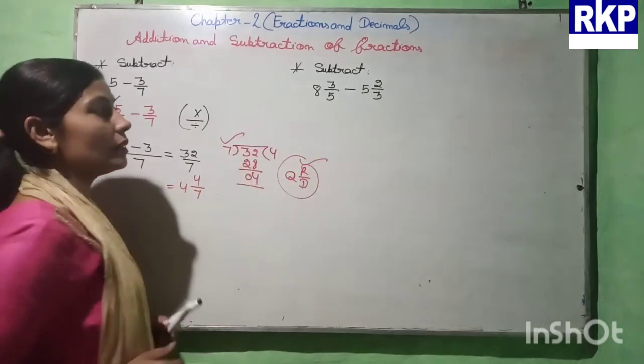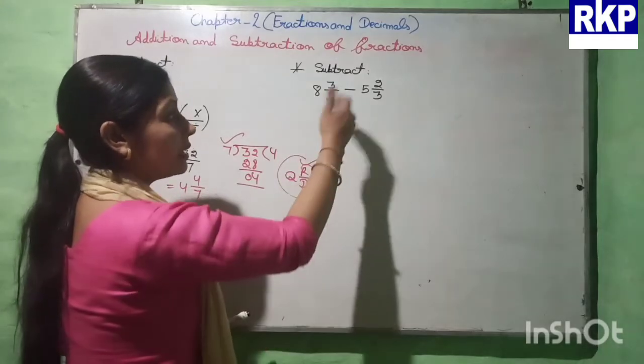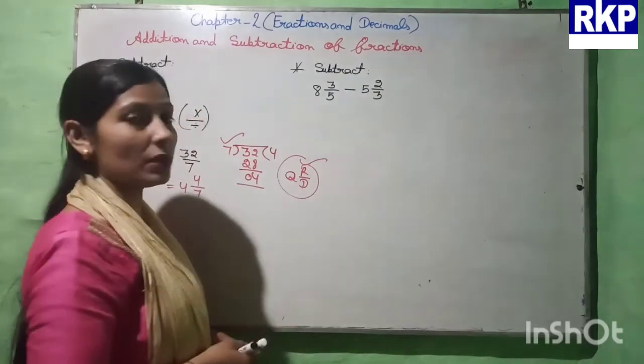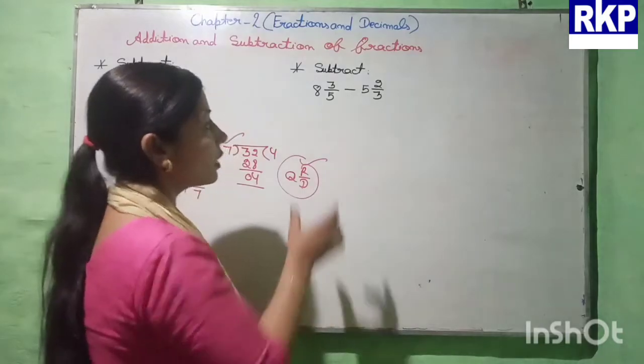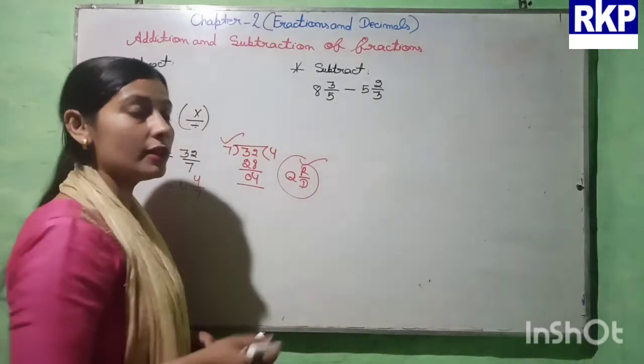Now let us see this also. Here we are having 8 and 3 by 5 minus 5 and 2 by 3. Here we are having both the mixed fractions. Okay, and we have to subtract. So first we have to convert these into improper fractions. Okay, so now let us convert.